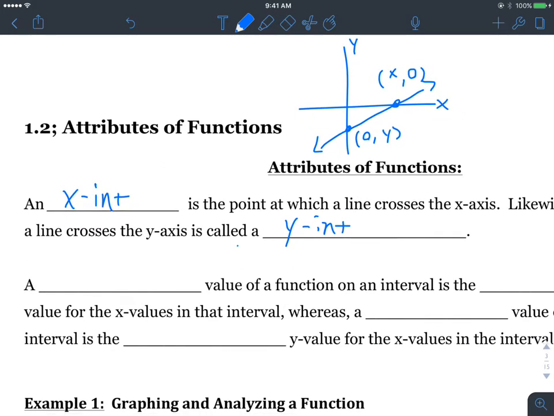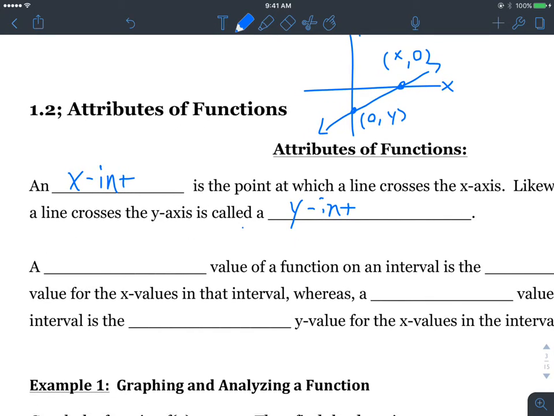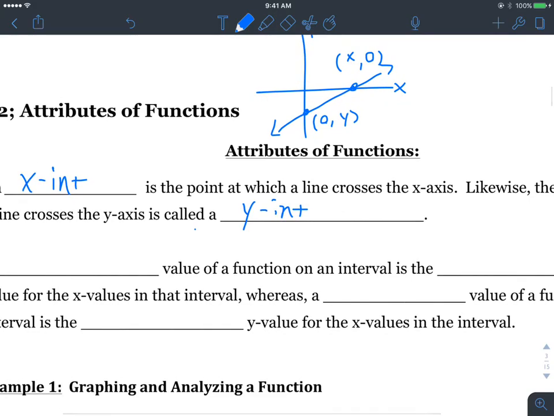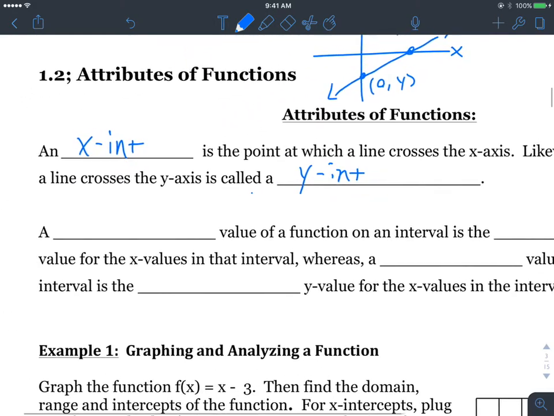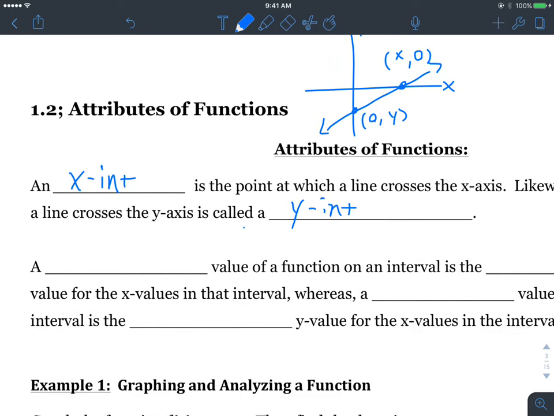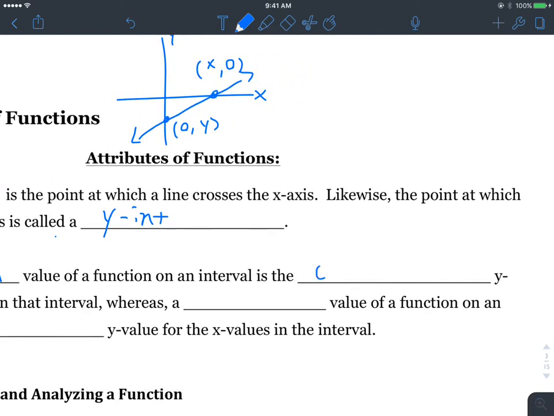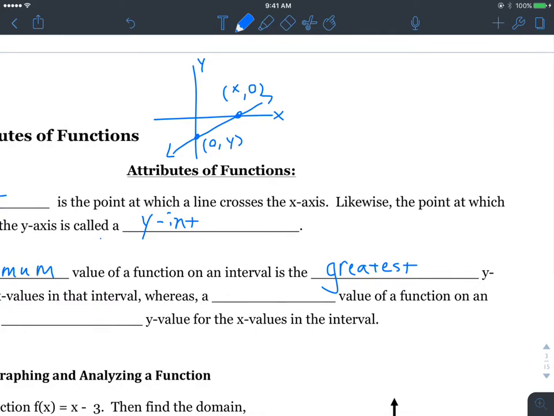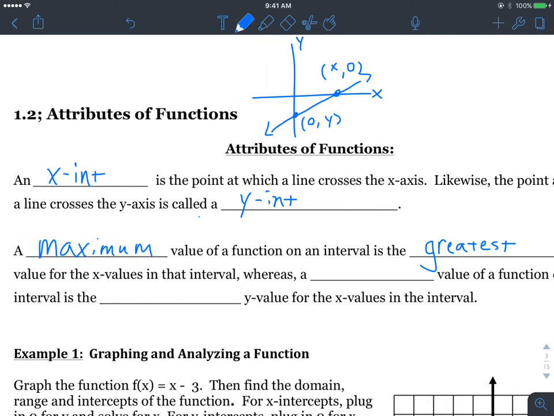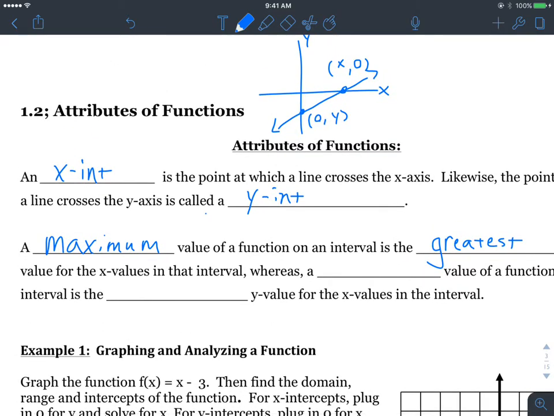Alright, got a couple of new things here. You might have seen this in Algebra 1, not sure. But you have the blank value of a function on an interval is the blank y value for the x values on that interval. So you have two new things here: maximum and minimum. The maximum value of a function on a given interval is the greatest y value for the x values in that interval. That extra stuff at the end is kind of confusing, but it's just the highest y value.